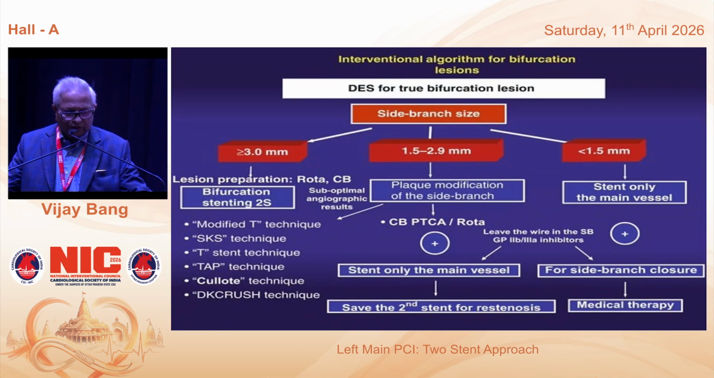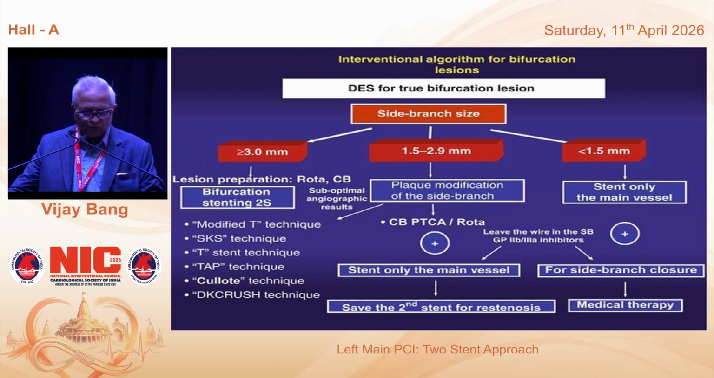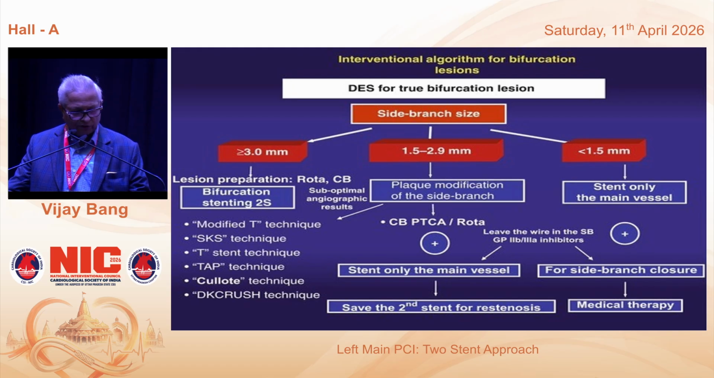So what other thing do we need to look at apart from anatomy and physiology? We need to look at the side branch size. If it is more than 3 millimeter, clearly a two-stent strategy, which may be modified T technique, SKS, T-stent, TAP, or culotte, or DK crush technique. Any of these techniques can be used, but preferred is DK crush if it is upfront. DK crush cannot be used as a bailout technique.